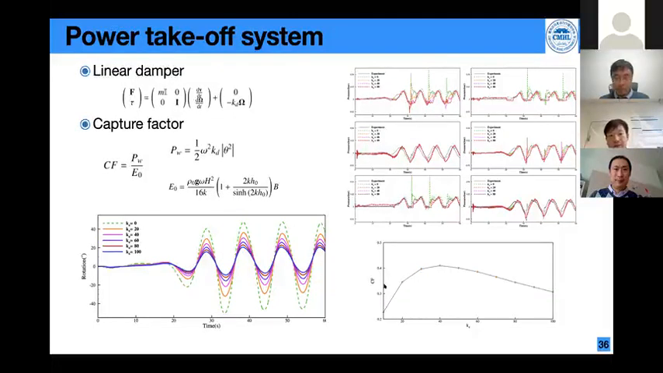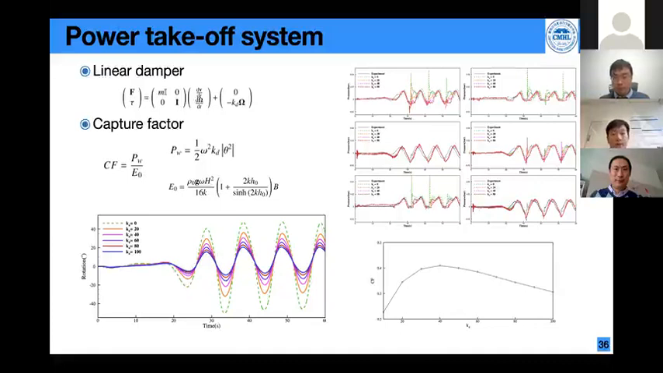This figure shows the variation of the capture factor when we increase the damper coefficient. As you can see here, it first increased, then decreased. So the optimized capture factor is reached when the damper coefficient is equal to 40.